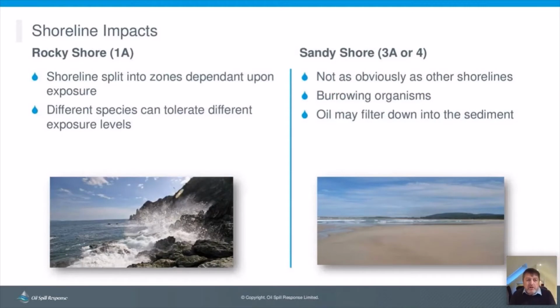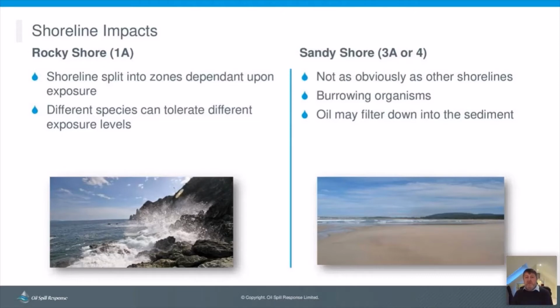Rocky shoreline, we mentioned already, can be split into different zones depending on the tidal action, but generally it is pretty resilient to oil spills. Different species can tolerate different exposure levels there. As I said, high energy areas, so generally quite resilient to oil spills. Sandy beaches are on that scale, but there are a couple of different types of sandy beach based on their grain size, either a 3/8 or a 4 on the ESI. But there are things that live on sandy beaches, and they are feeding zones for birds and mammals as well. So they have some environmental sensitivity.